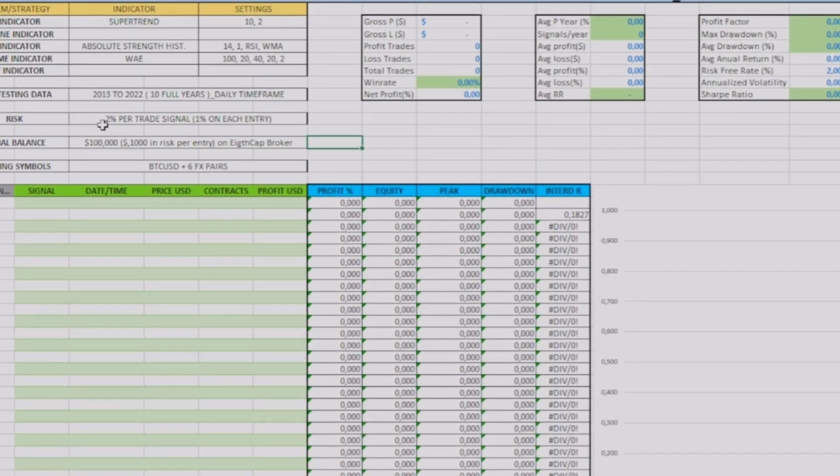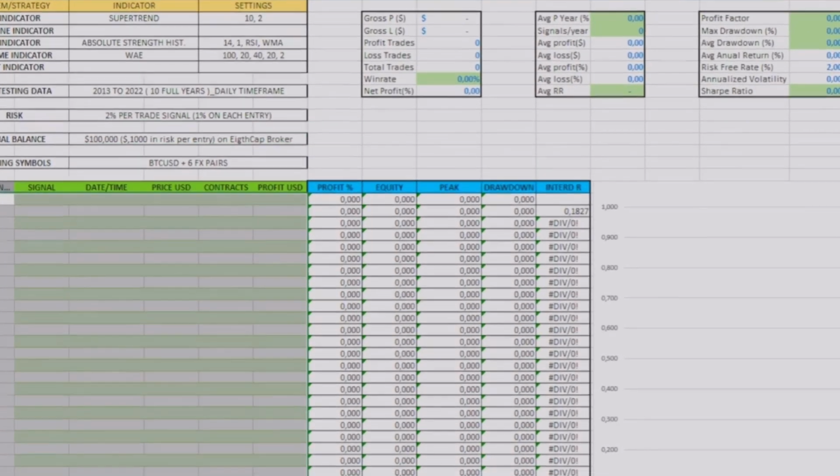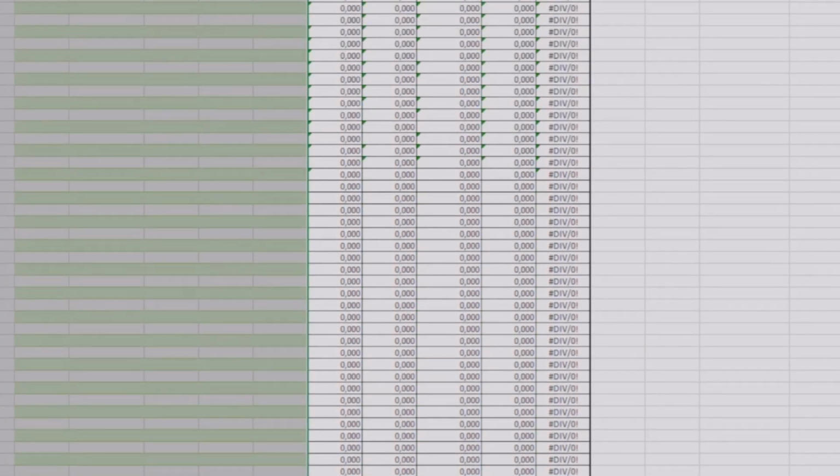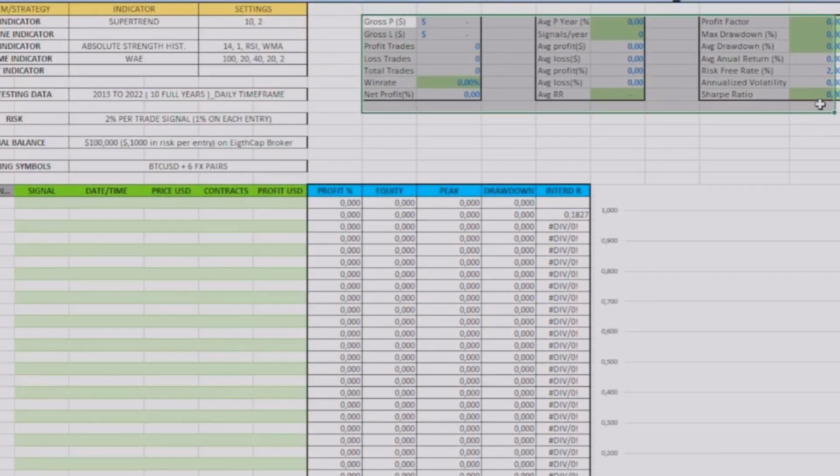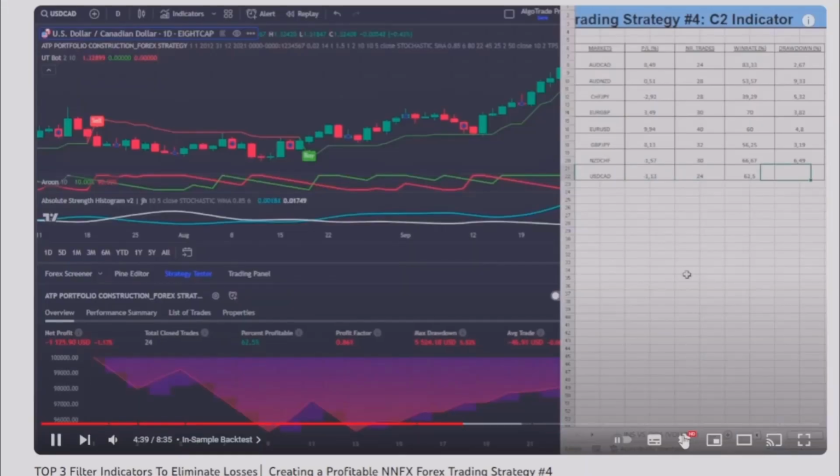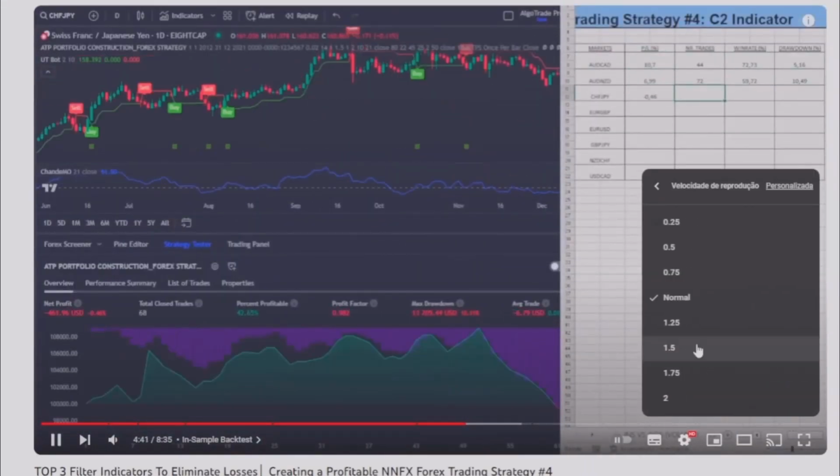The risk per trade will be the typical 2%. And I will create an in-depth statistical trading journal with all the real results and ratios of this strategy. I will speed up the backtest, but you can slow it down in the YouTube settings to check all the results. I'll see you in a minute.